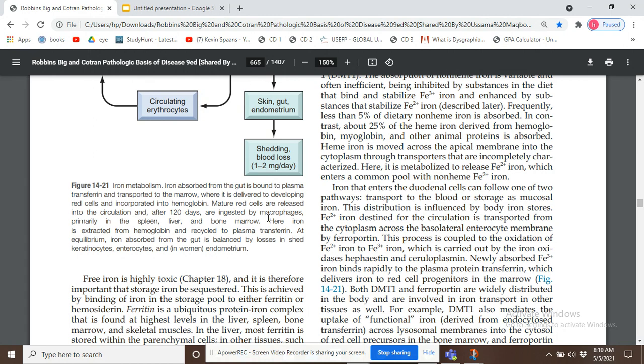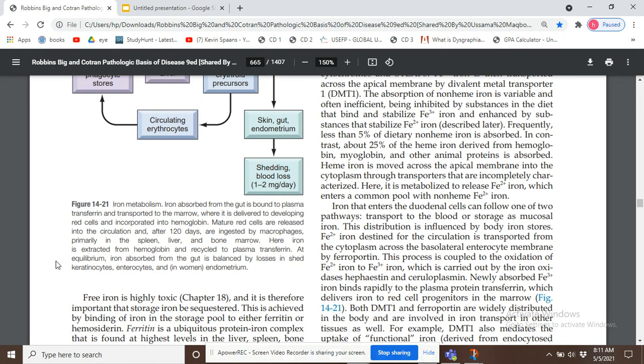These RBCs are ingested by the macrophages, primarily in the spleen, liver, and bone marrow. Here, iron is extracted from the hemoglobin and recycled to the plasma transferrin. At equilibrium, iron absorbed from the gut is balanced by the losses in shed keratinocytes, enterocytes, and in women from the endometrium in the form of menstruation.